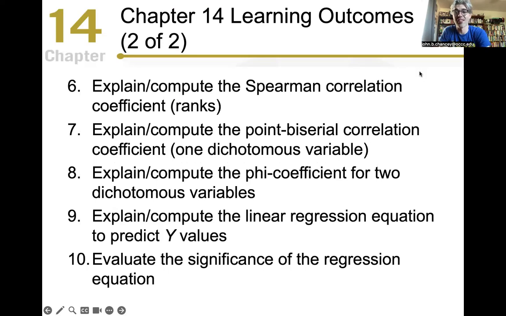And then finally, our last couple of objectives will pertain to regression lines. So explain and compute the linear regression equation to predict y values, and then evaluate the significance of your regression equation. So we are getting back into a bit of hypothesis testing for both correlation and for regression.